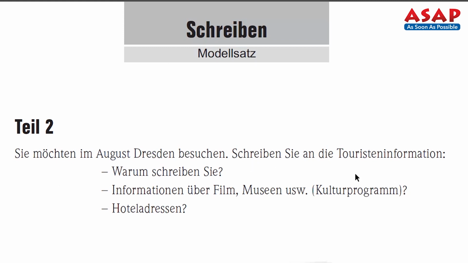Schreiben Sie an die Touristeninformation. That means write one email to the Tourist Information Center. Okay, so when you are writing to the Tourist Information Center, you don't know the name of a person, right? Then you have to address the person differently.